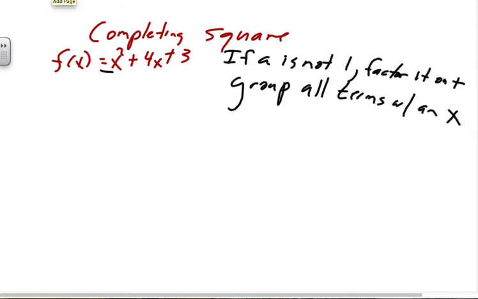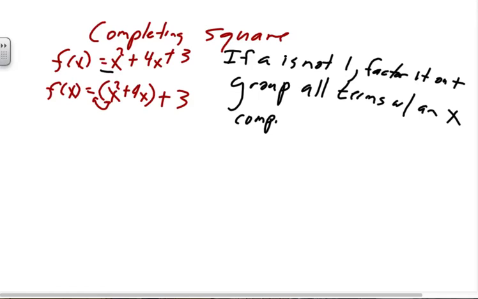So what we do there is we're going to pop back in here. Now I'm going to have f of x equals x squared plus 4x plus 3. And if I had a number in front of here, then I would want to factor it out of here. And I'll work an example like that.